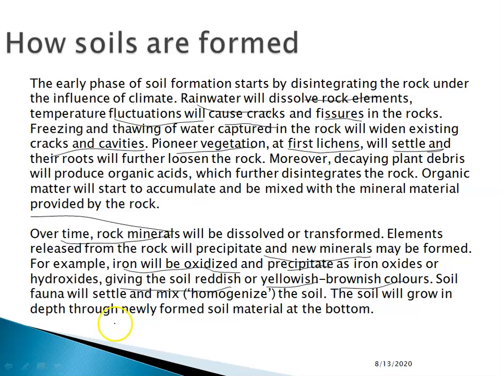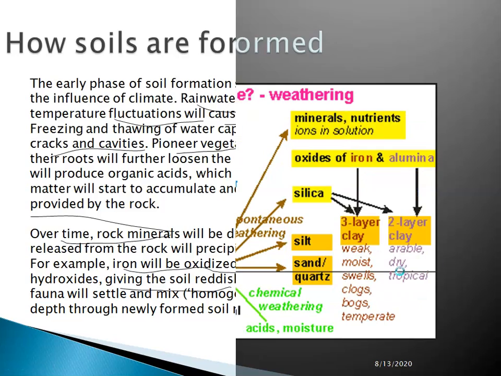So now do you understand why the soil is red in color or yellowish or brownish? Because of the oxidation process. So oxidation, like physical or mechanical weathering, involves the chemical properties and the physical properties. Soil fauna will settle and homogenize the soil. The soil will grow in depth through newly formed soil material at the bottom.